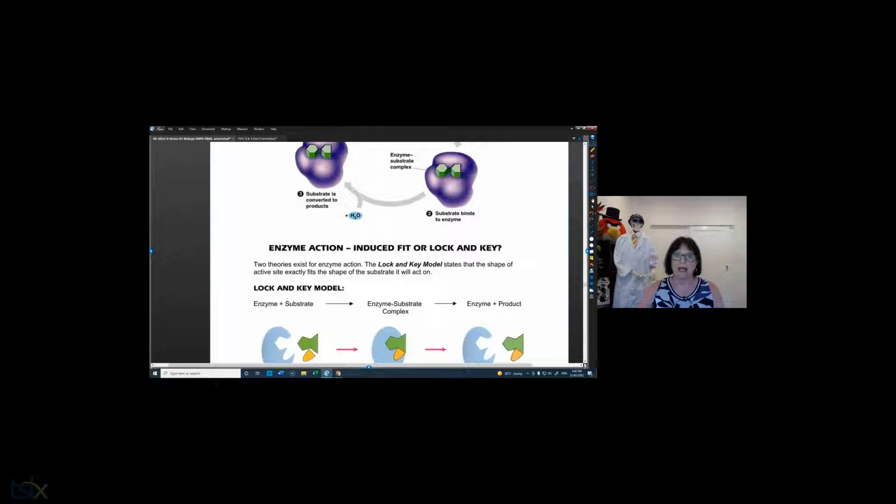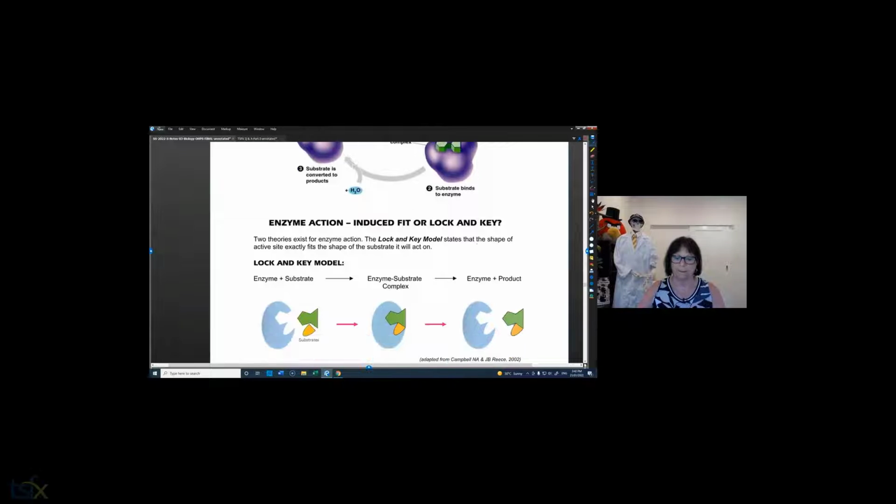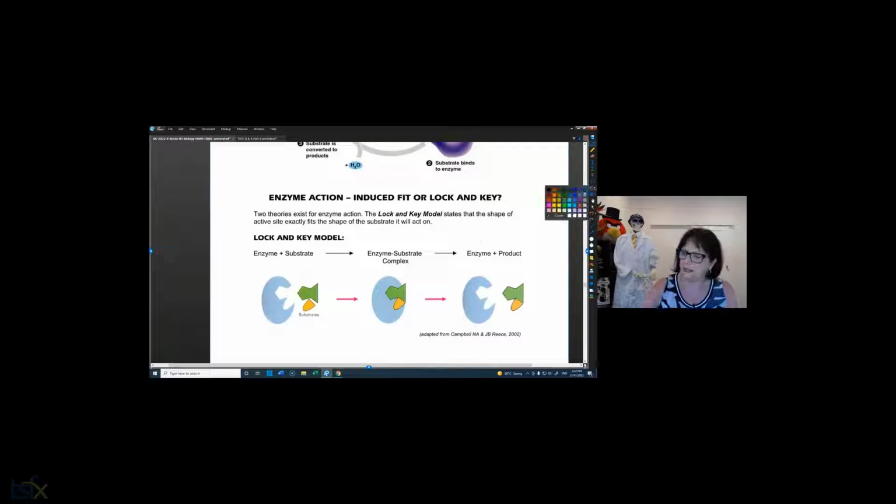So the question is, how do they do their job? Well, the enzyme attaches to its substrate. How they do it: the main model, or the main theory, is called the lock and key model. If you've got a key, it only fits one particular lock. The lock is like the enzyme, the key is like the substrate. So the substrate will only fit into one particular enzyme's active site.